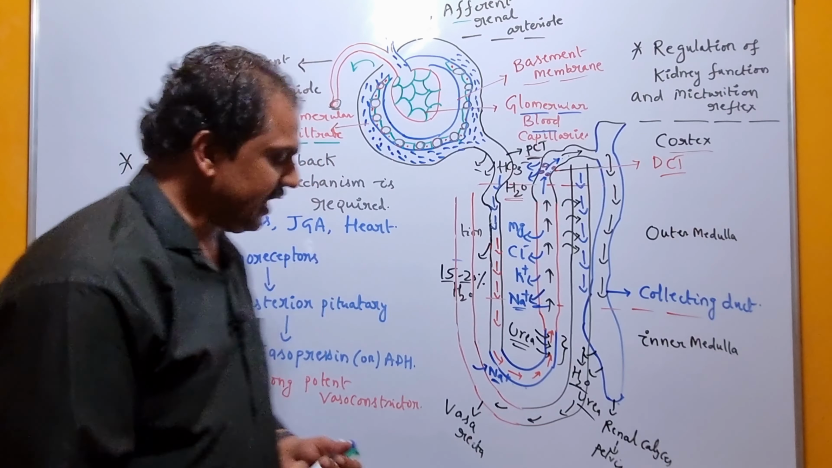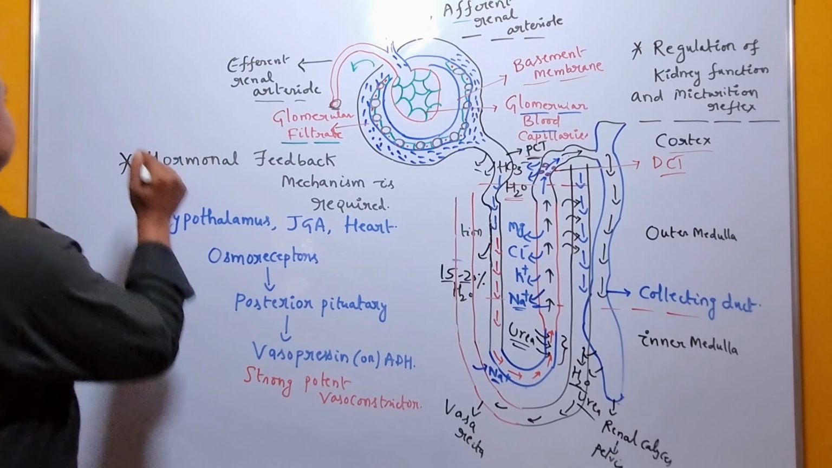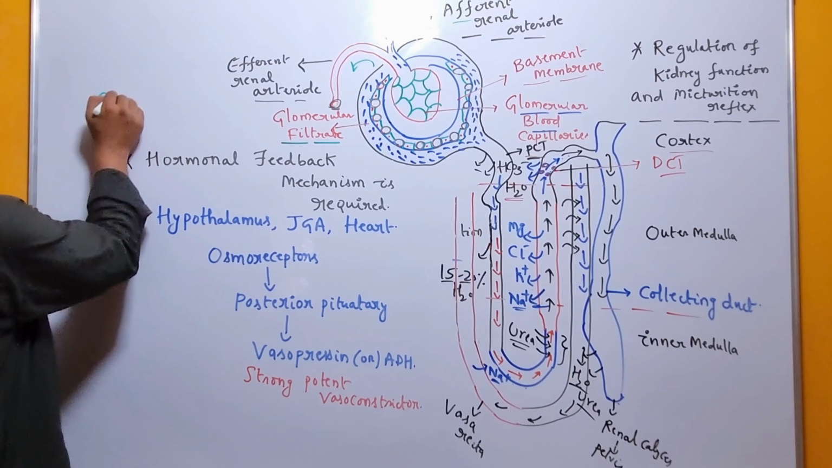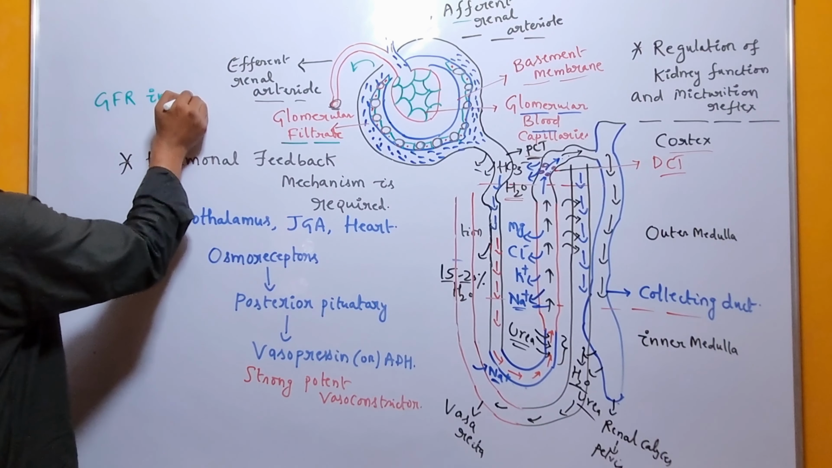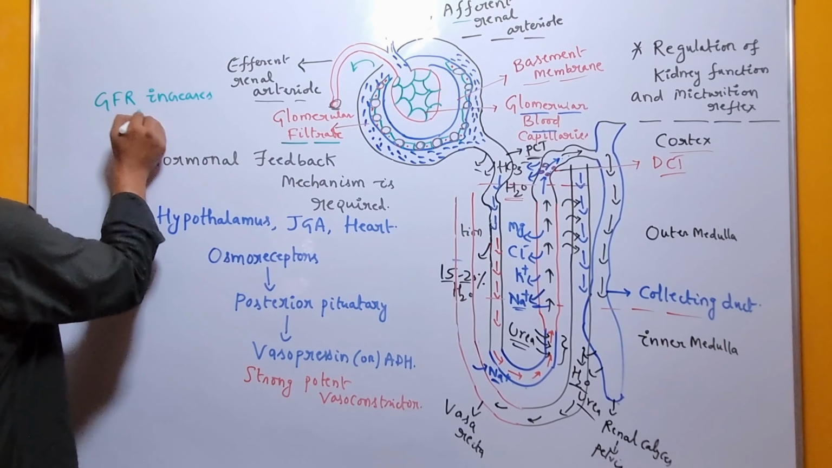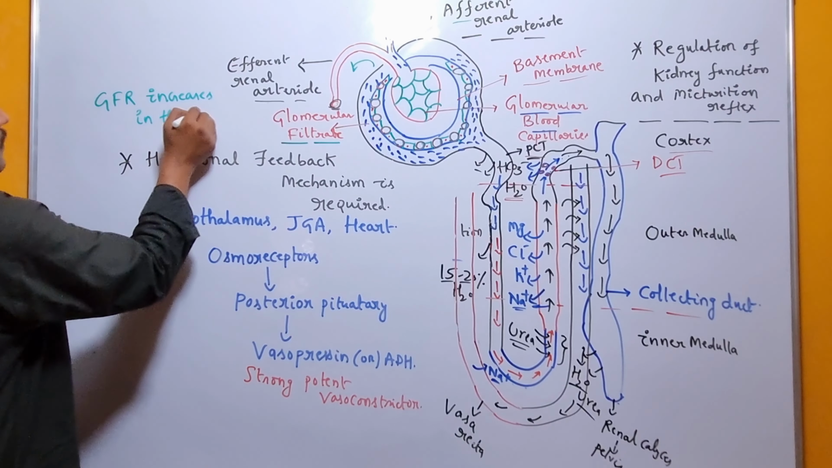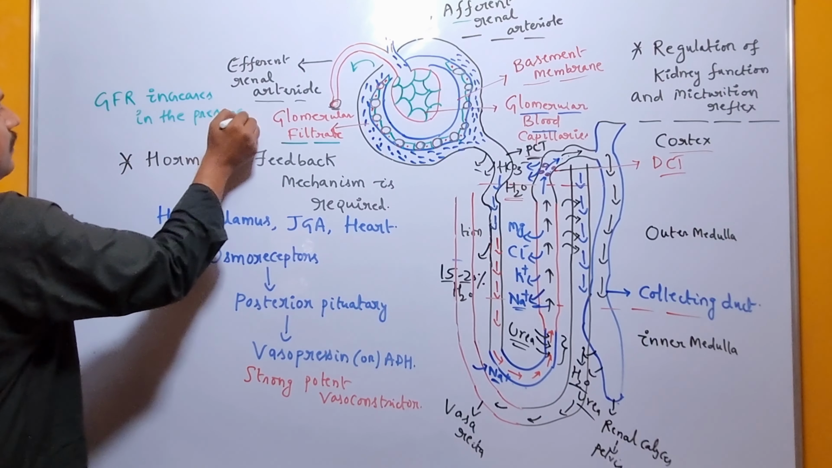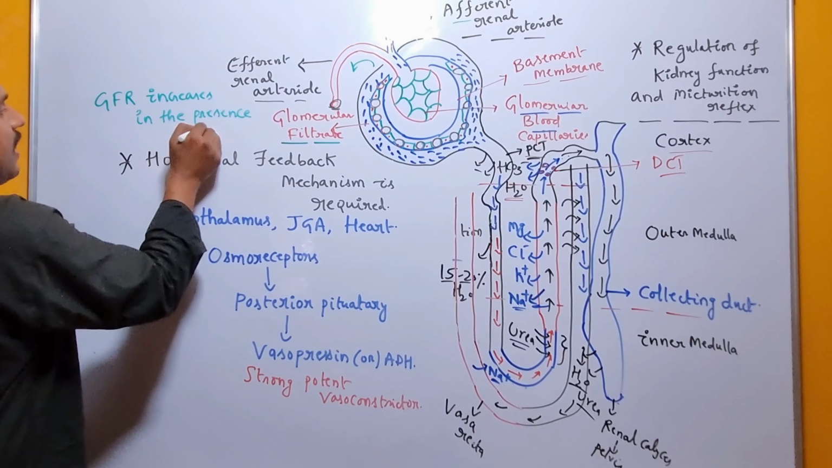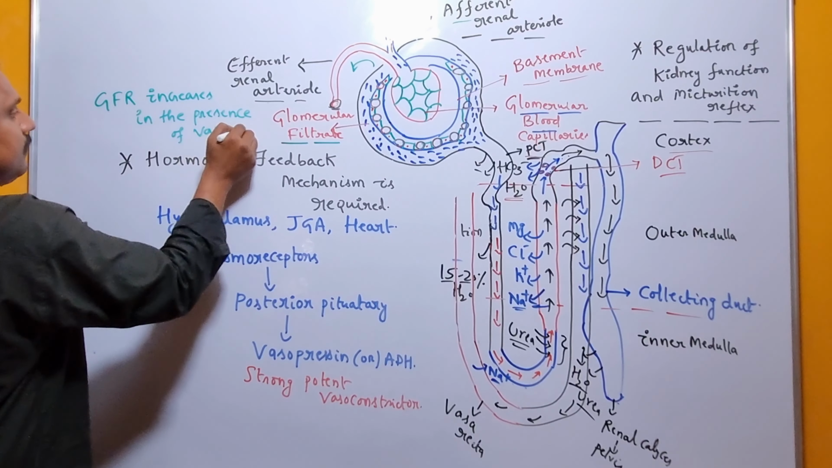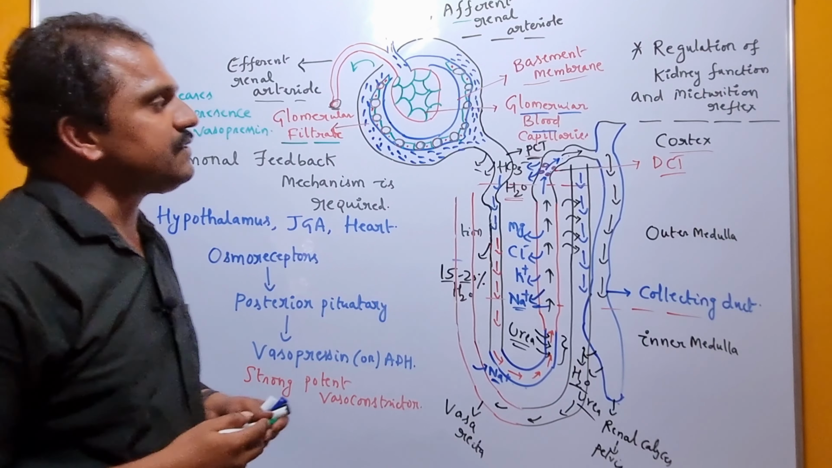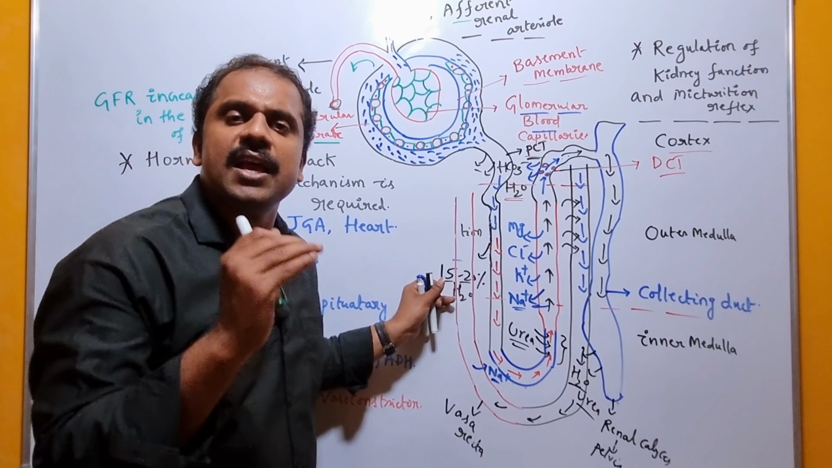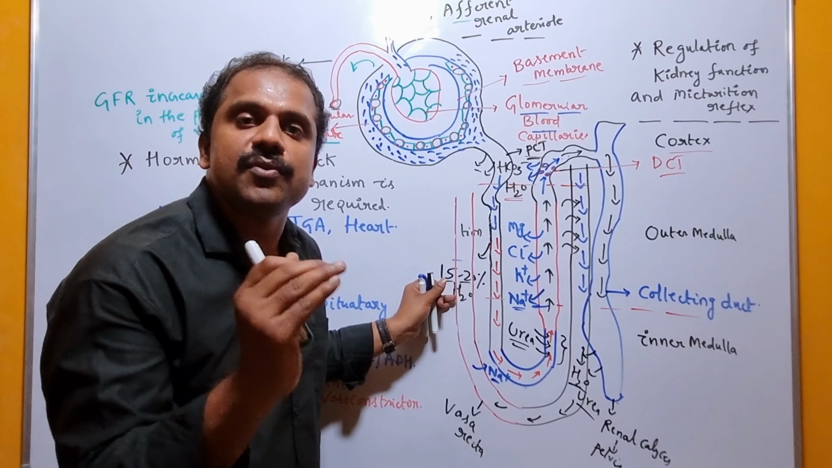Is it clear? So let me write it on the board. Glomerular filtration rate increases in the presence of vasopressin. So in this way, the hypothalamus is responsible for regulating the kidney function so efficiently.